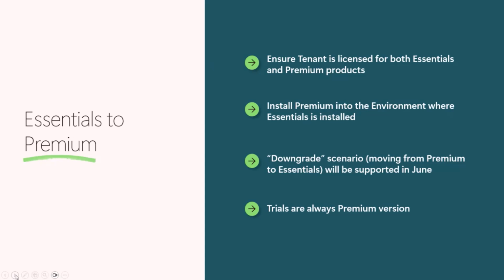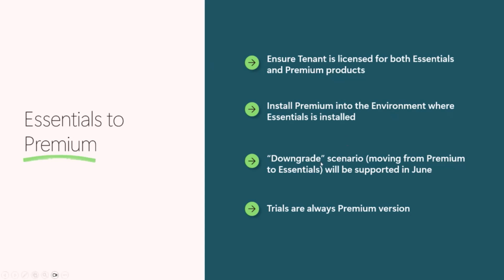A common question we get is, hey, I'm already on Essentials. I want to upgrade to Premium. What do I do? It's super easy. What you need to do then is ensure that your tenant is licensed for Premium. So you purchase the Premium Step-Up SKU to move you from Essentials to Premium. Then you can install Premium into the same environment where Essentials is installed. So now you don't have any loss of data. You now have all of the great features and the great capability that you have in that same environment. Now you have all of the Premium capabilities turned on for you.